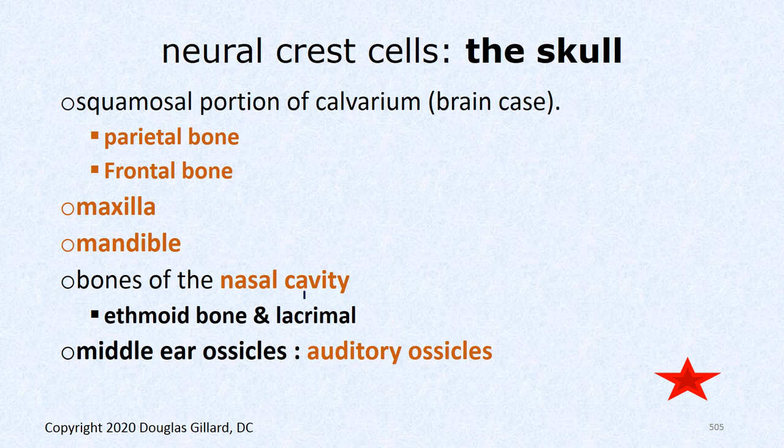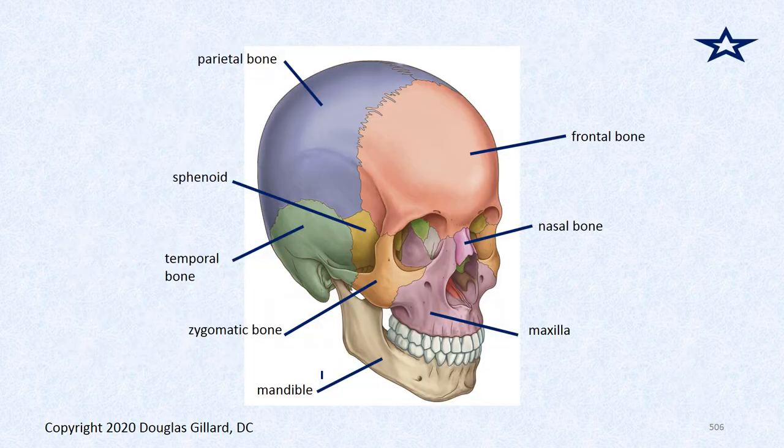The bones of the nasal cavity, ethmoidal bones and lacrimal bones, are made by neural crest cells. The auditory ossicles, those little tiny bones inside the ear, are made by neural crest cells.